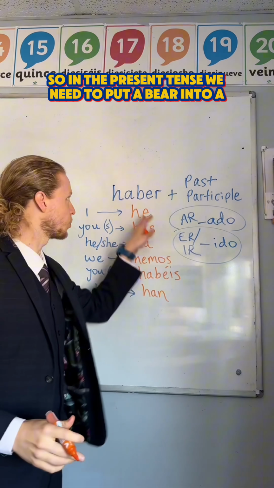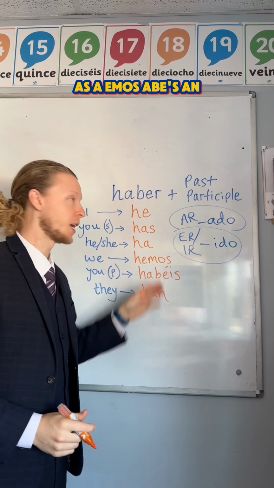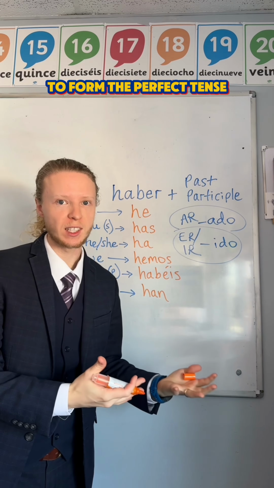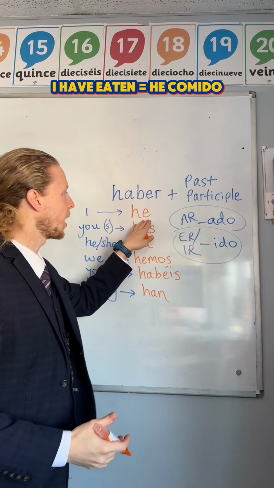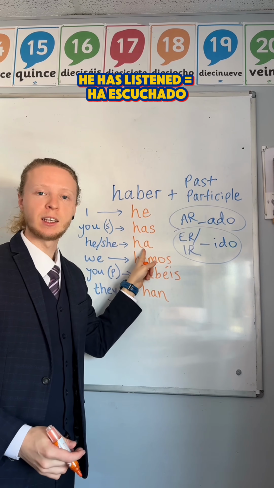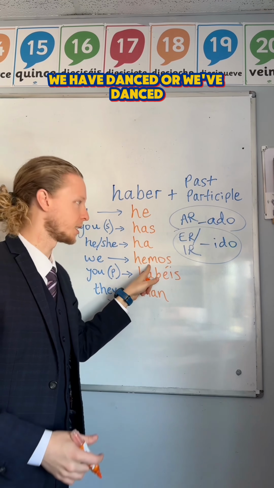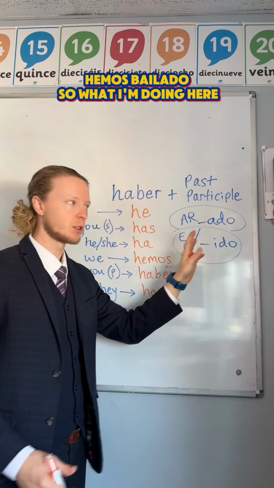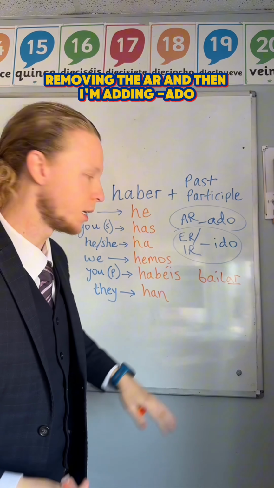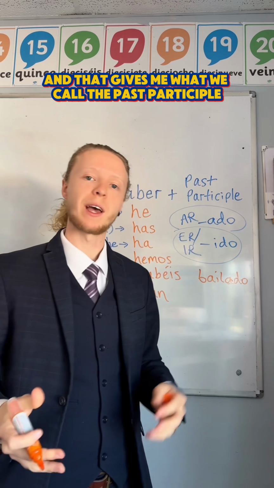So in the present tense, we need to put haber into he, has, ha, hemos, habéis, han. And we need haber in the present tense to form the perfect tense. So the perfect tense is like, I have eaten. He comido. He has listened. Ha escuchado. We have danced or we've danced. Hemos bailado. So what I'm doing here, I'm taking my verb, in this case, bailar, removing the AR, and then I'm adding ado, and that gives me what we call the past participle.